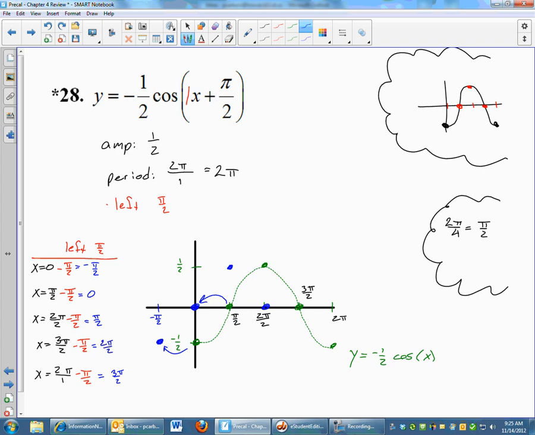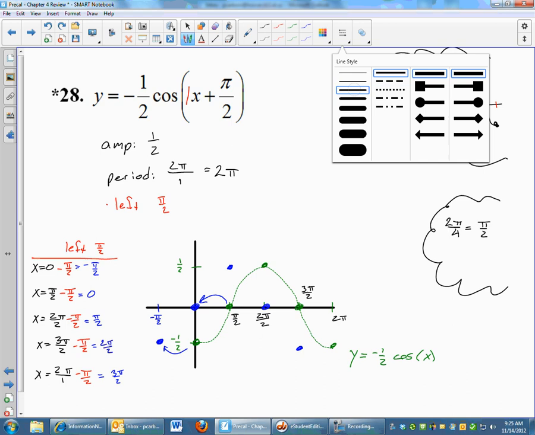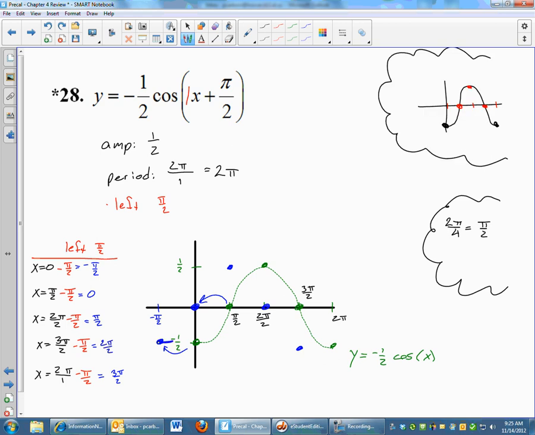And so now I've done that shift. Now I will connect those points. And that blue graph is the graph of negative 1/2 cosine of x plus pi over 2. There we go. So there's how I would graph that one.